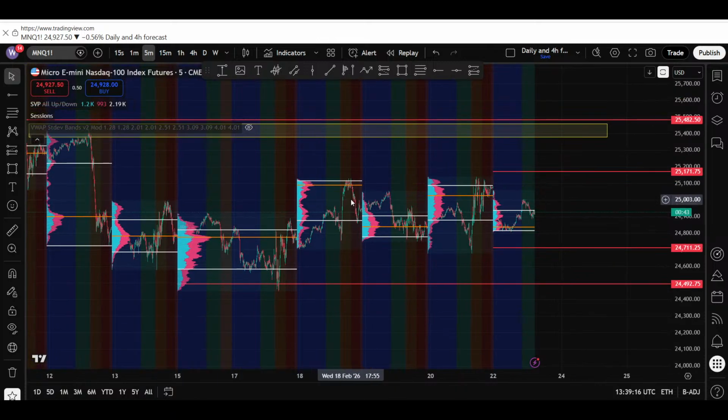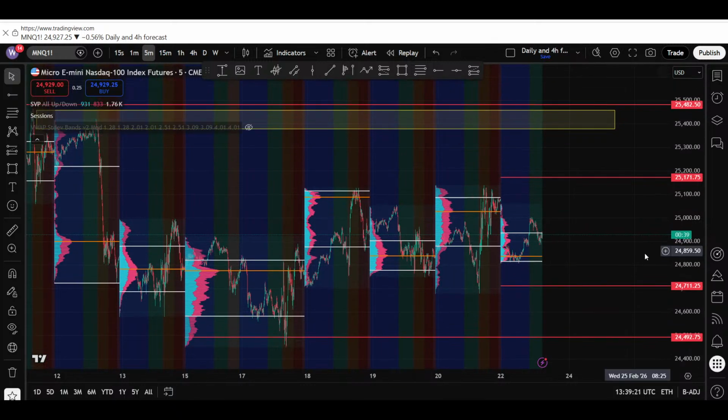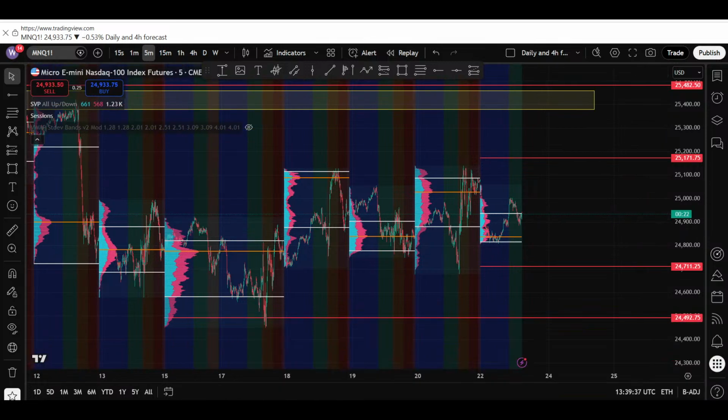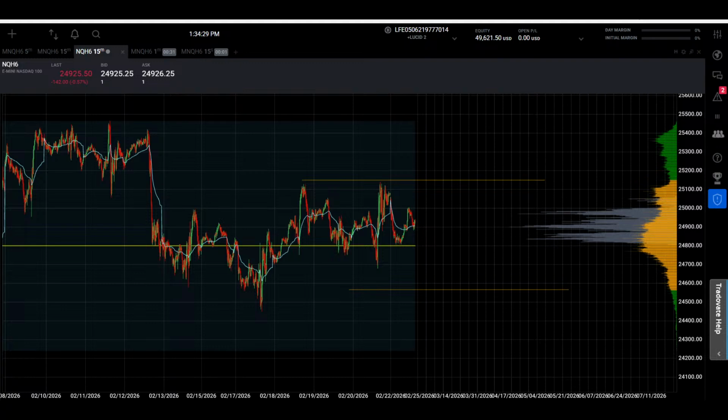And you know the various points of control. You know where the point of control is. This is point of control, combined volume profile, like week, or if you look at all of it together. So I'm going to Tradovate, where I trade.